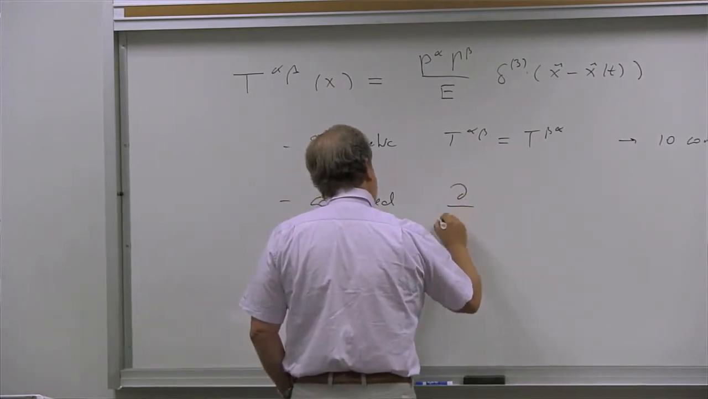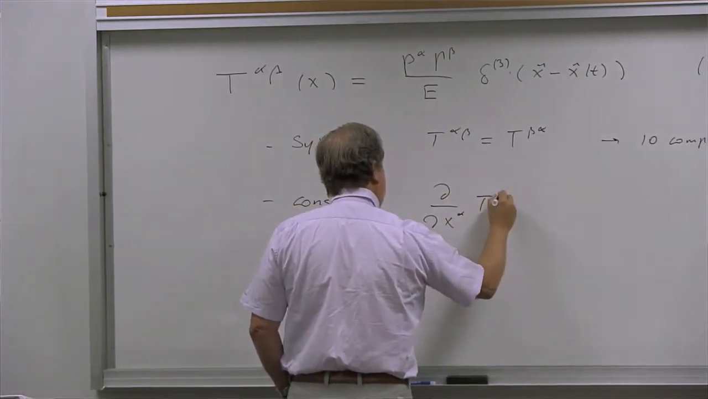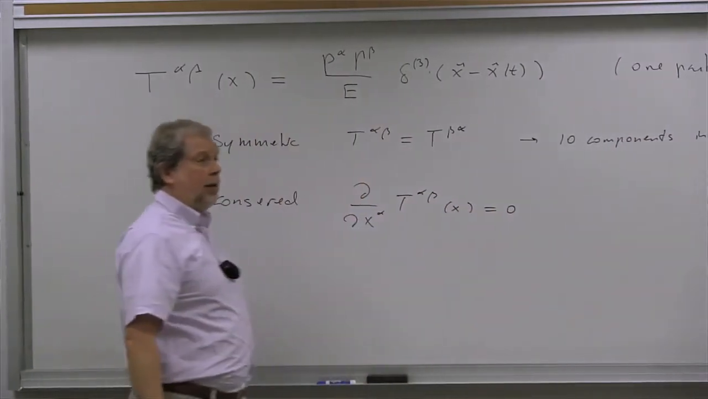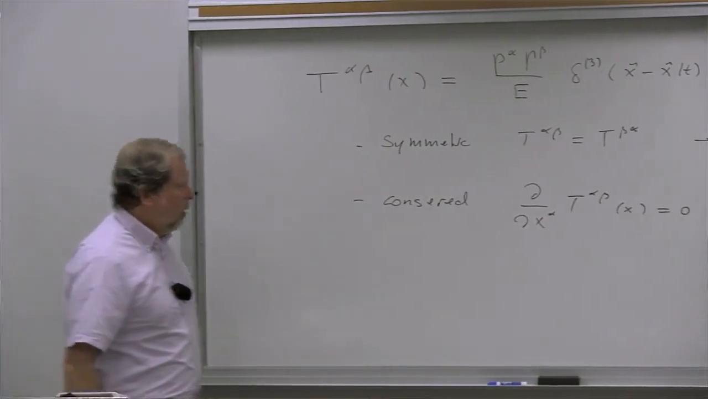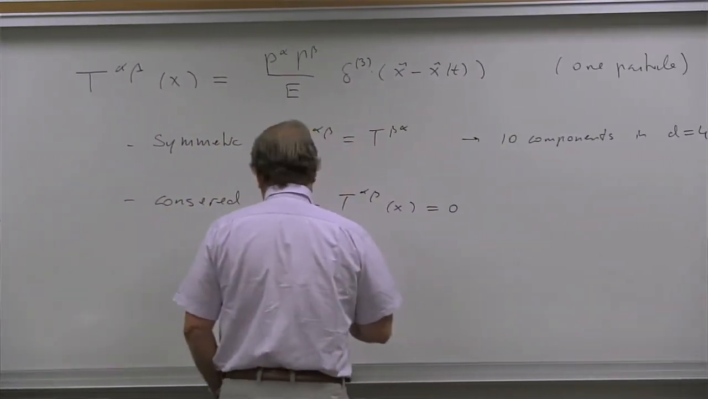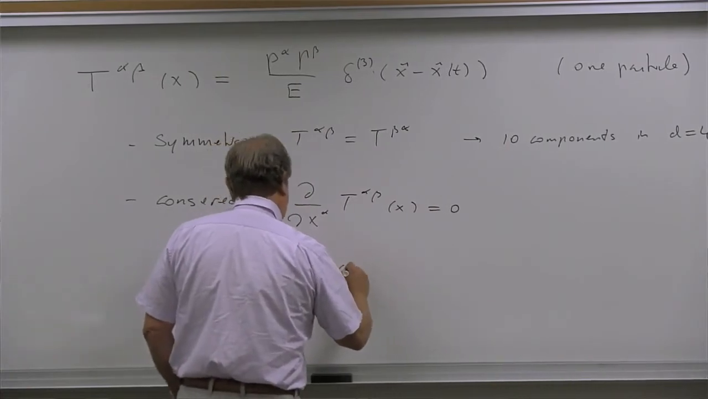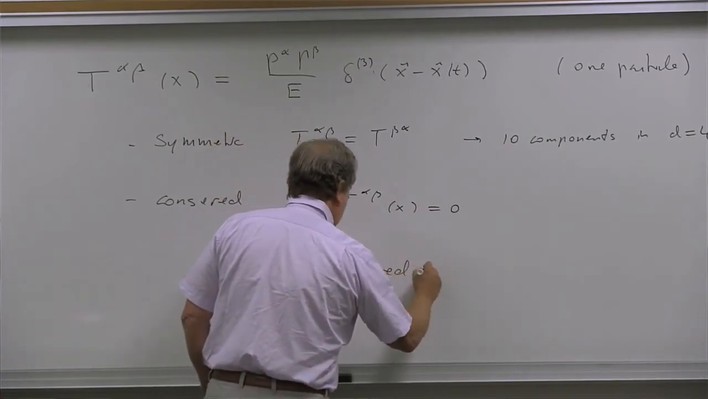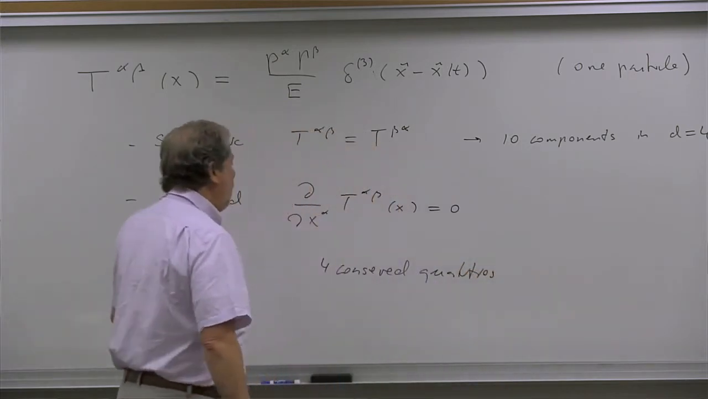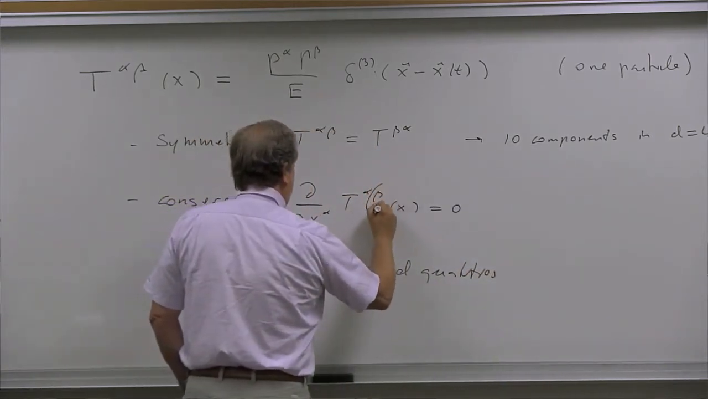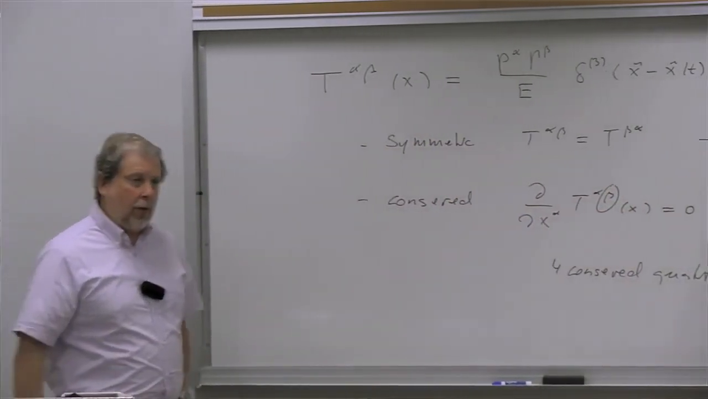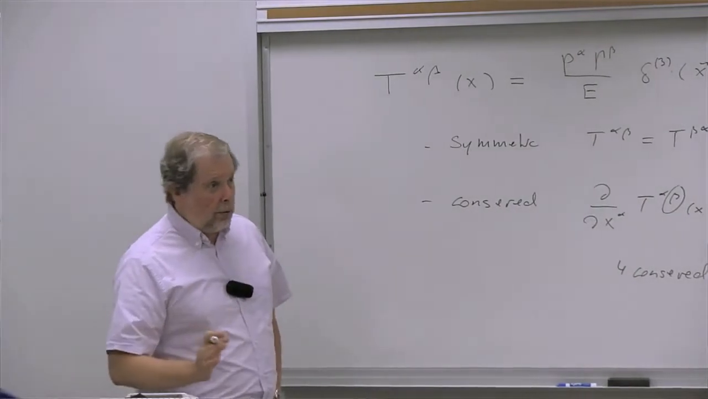And in addition, it is conserved, so it means that d by dx alpha of T alpha beta of x is equal to 0, right? So it is a conserved quantity. And so that means that we can construct 4 conserved quantities. The reason why you have 4 conserved quantities is because there is still that index that ranges from 0 to 3 or 1 to 4, right?